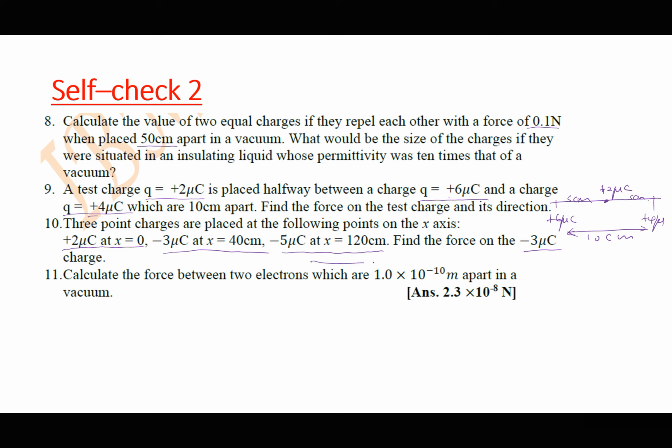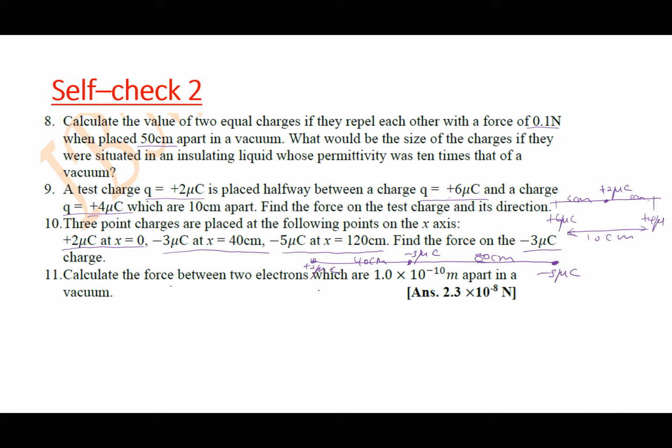So if you consider a straight line, at 0 you have plus 2 microcoulombs. Then at 40, so that distance should be 40 centimeters, you have negative 3 microcoulombs. And at 120, from 0 to 120, it means 120 minus 40, this would be 80 centimeters. This is negative 5 microcoulombs. So we want the force on this charge here. You should be able to find that.